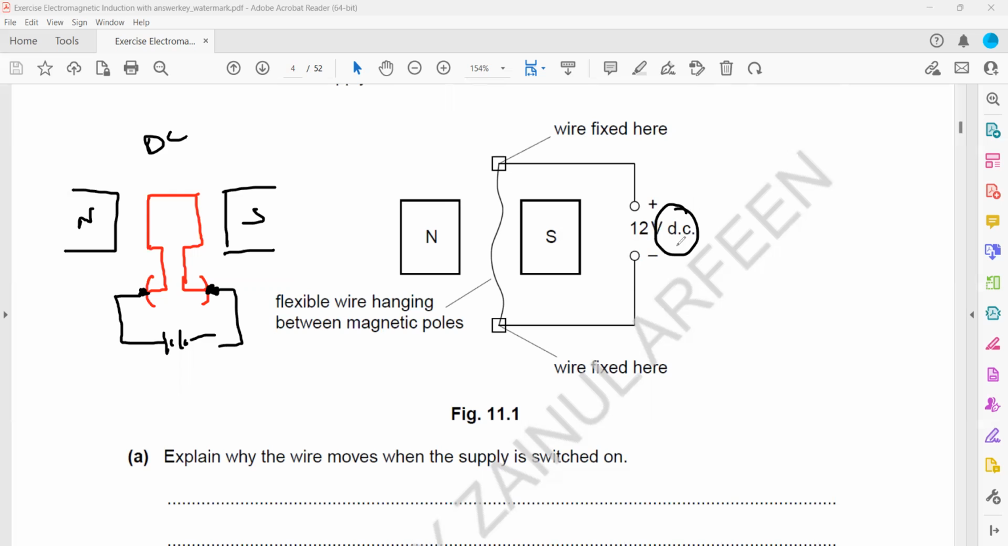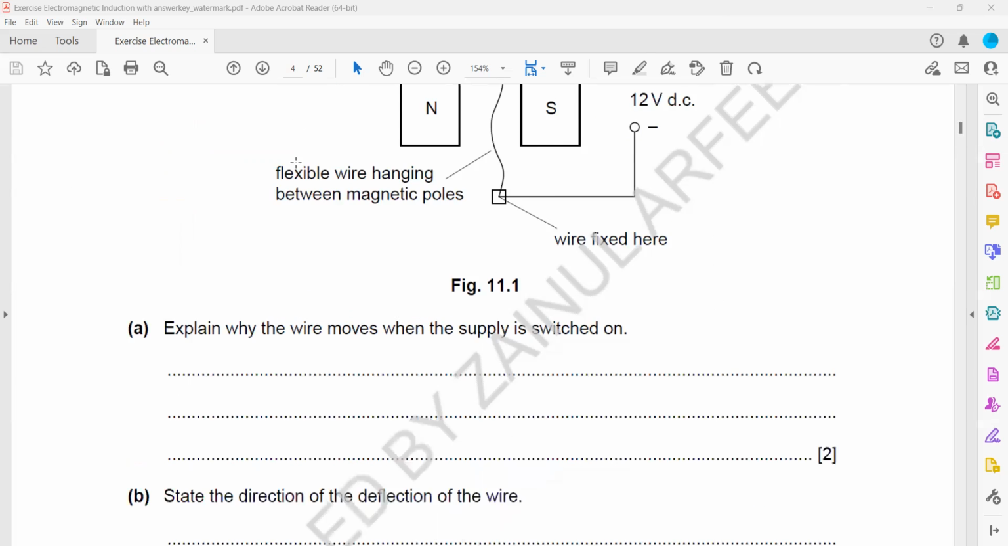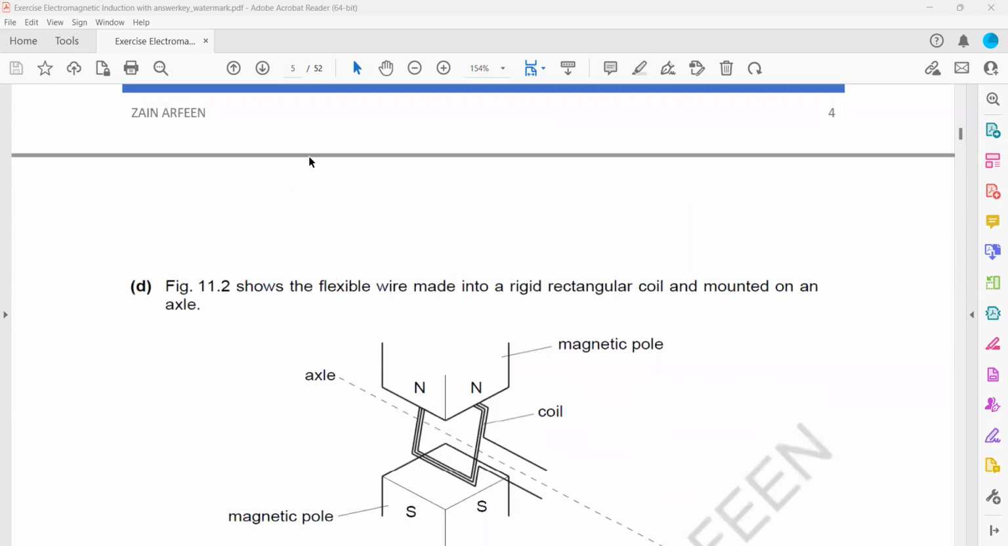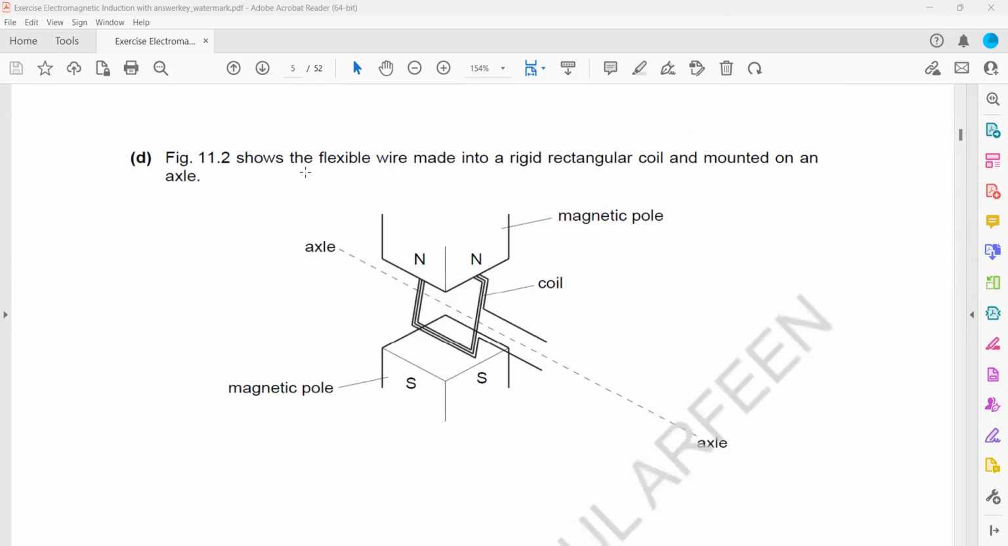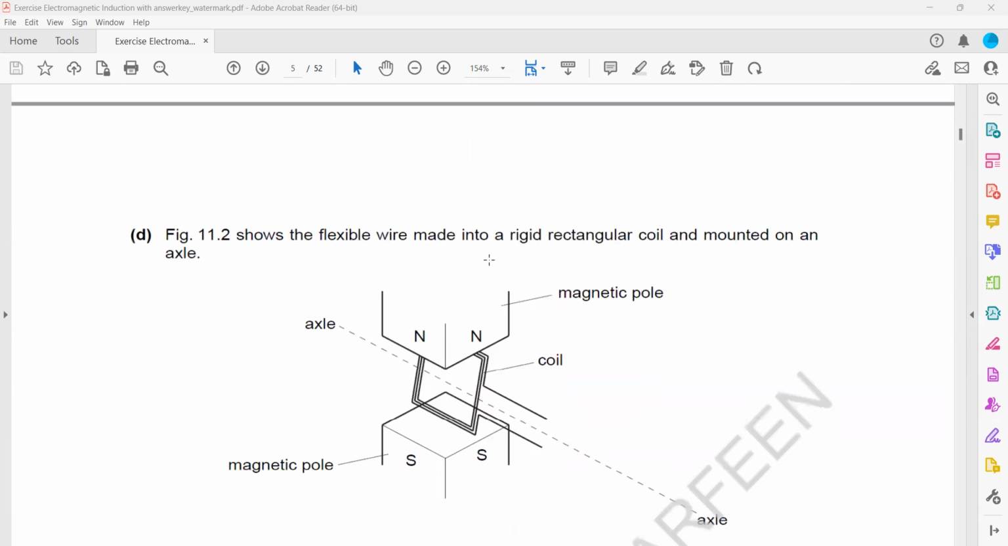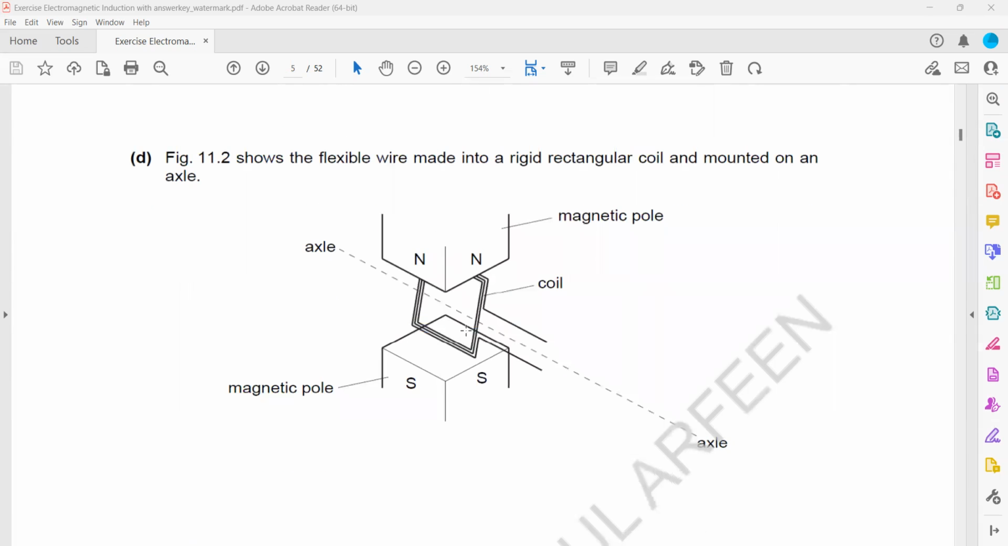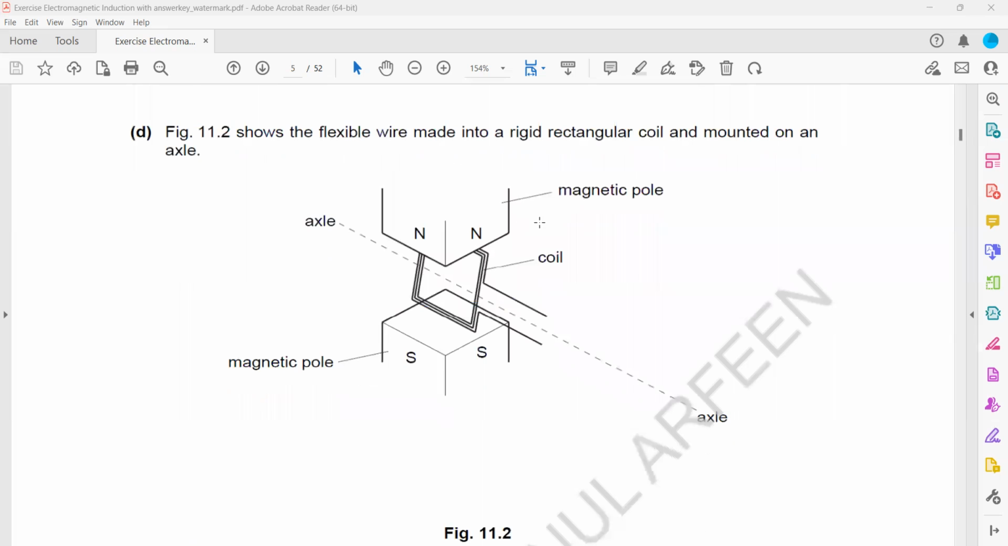Or if we change this DC supply to an AC supply, then what will happen? The direction of the force will change and the wire will vibrate to and fro. Like in this case, it will vibrate in and out of the screen. So as you can see, it is the same concept, but now it has changed to a rectangular coil. What does it become? It becomes a DC motor, which converts electrical to kinetic energy as well, and it rotates.